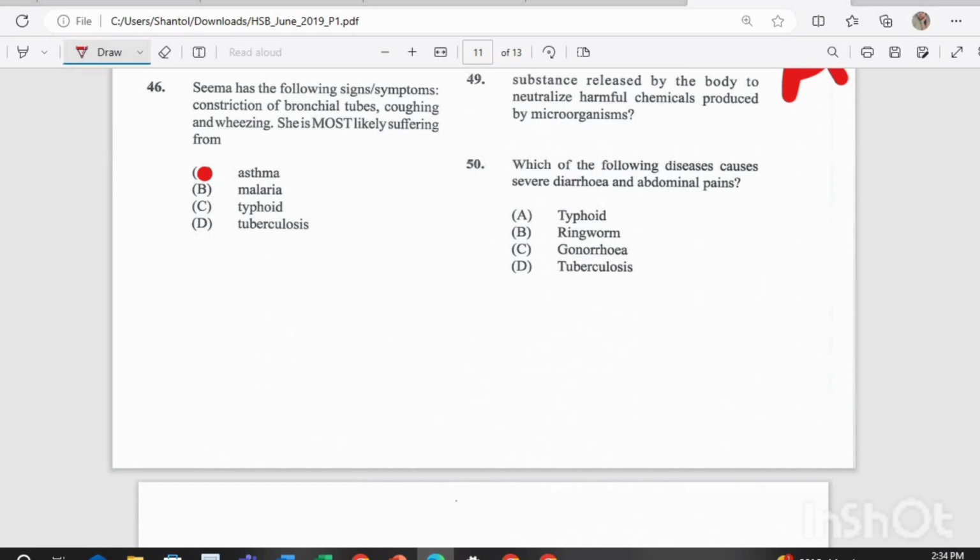Question 50. Which of the following diseases causes severe diarrhea and abdominal pains? Is it A. Typhoid, B. Ringworm, C. Gonorrhea, or D. Tuberculosis? The answer there is A. Typhoid.